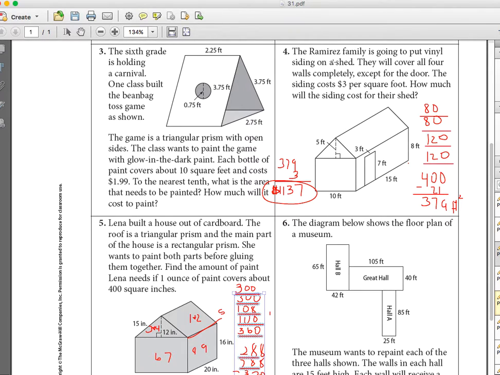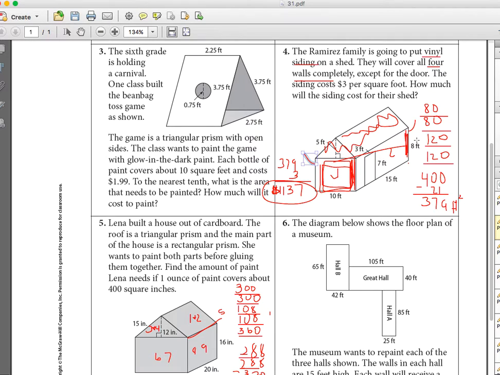Notice on number 4, the Ramirez family only wants to put vinyl on the siding of the shed, and they just want to cover the 4 walls. So we're not going to worry about this top portion, and we're just going to worry about 1, 2 sides that you can see. Of course we have another side on the left and a side on the back, so there's actually 4 sides that we're going to cover. The 80 came from the front of the shed. 10 times 8. If this is 8 back here, then this is also 8 up front. So 10 times 8 is 80.